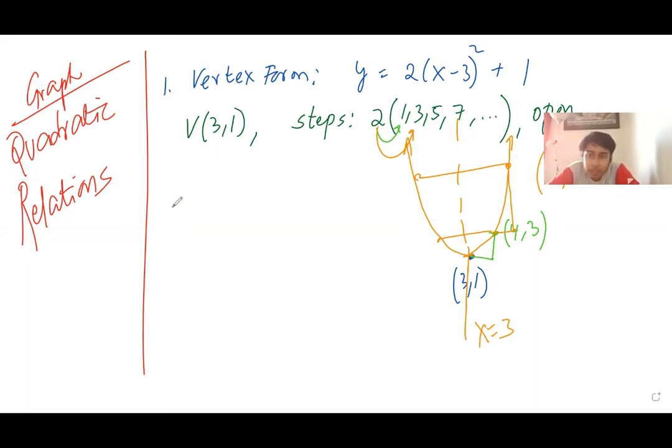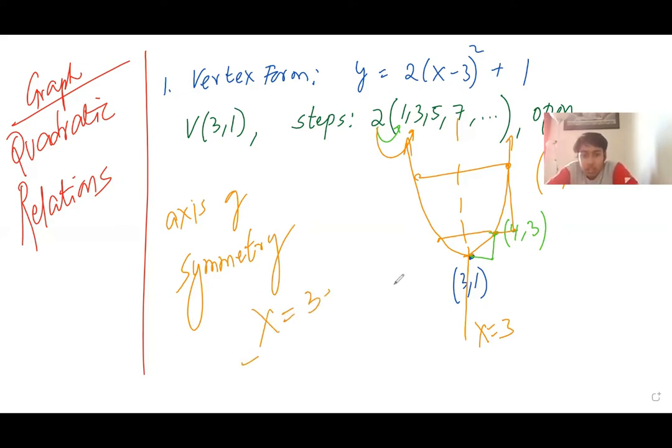Yeah. So we use the equation of the axis of symmetry, which in this case is x equals 3, right? Yes, sir. You know, and then we can sketch the graph. So that is using the vertex form. Is this clear to you? Yeah.